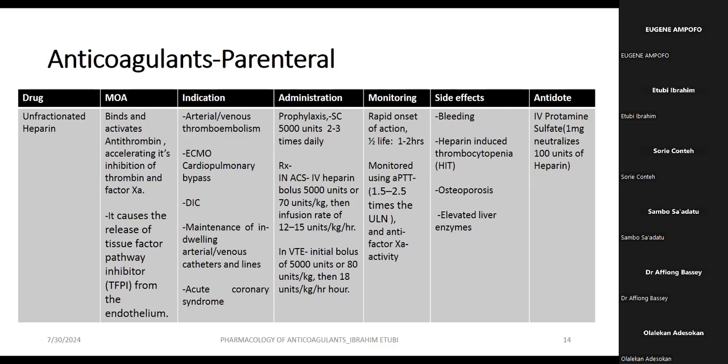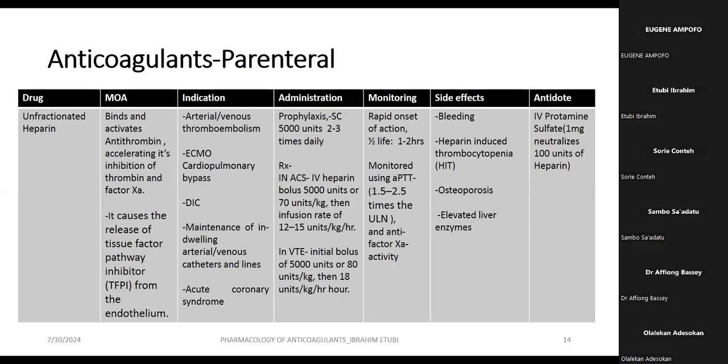And then the administration. It can be for prophylaxis, where you use it subcutaneously at 5,000 units, 2 to 3 times daily. Or it can be used in the setting of treating acute coronary syndrome, where an intravenous bolus of 5,000 units or 70 units per kg is given, followed by an infusion rate of 12 to 15 units per kg. And then it can be used in treatment of venous thromboembolism, where the initial bolus dose is 5,000 units, or 80 units per kg, and then you step down to 18 units per kg per hour.